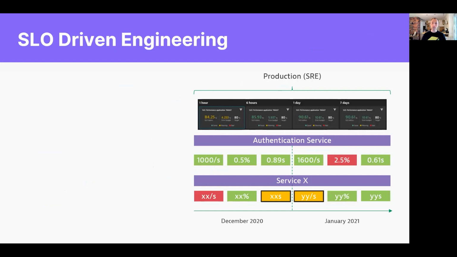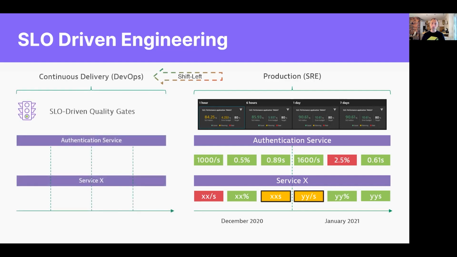Now, what that means is, what if we take the SLOs that you have in production, that your SREs are looking at and also using as a quality gate or gatekeeper before something happens in production? What if we take those and shift the concept left, shift left the definition of what are the key indicators that we should not violate?